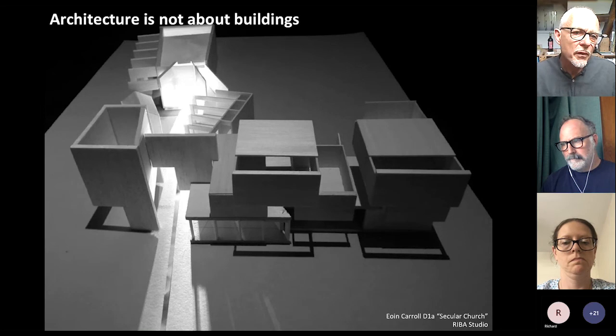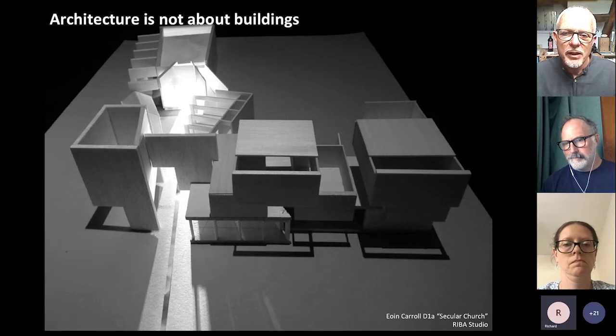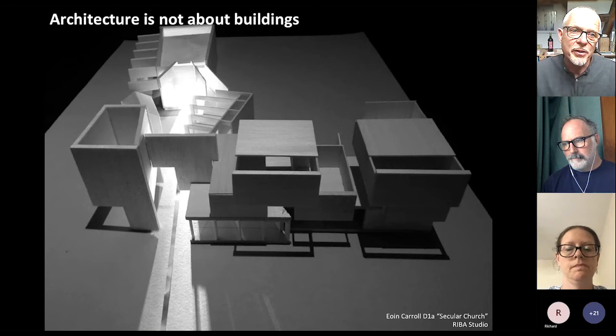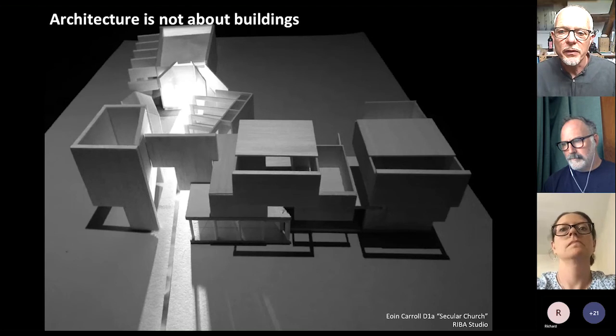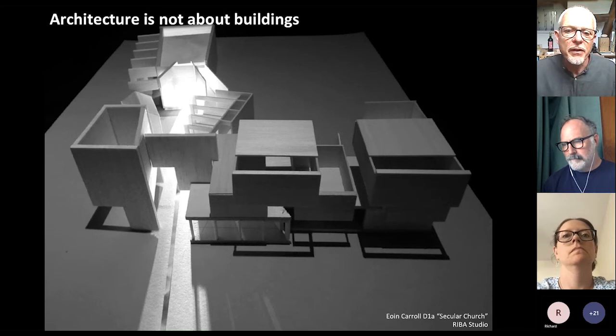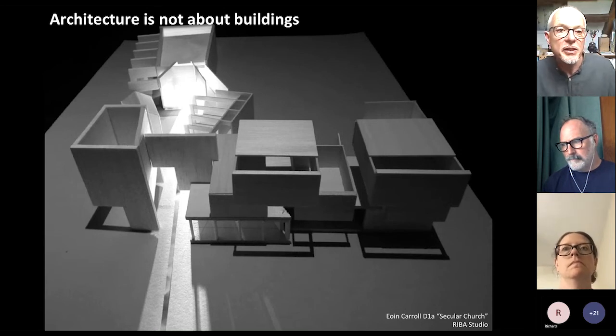And one of the reasons for this is really that architecture isn't about buildings. Instead, buildings are the byproduct of architecture and the design process. They're the physical things that everybody sees and associates with architecture, but that's not the architecture. The architecture is what architects do. It's how they think and work and test and develop ideas.